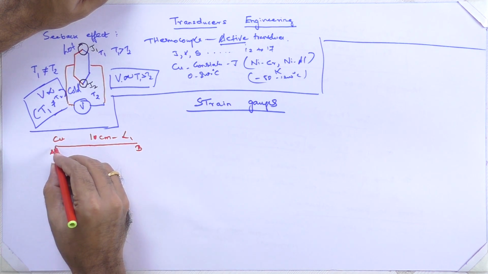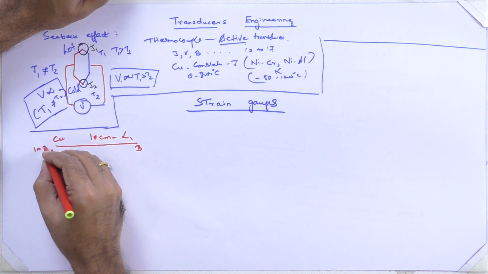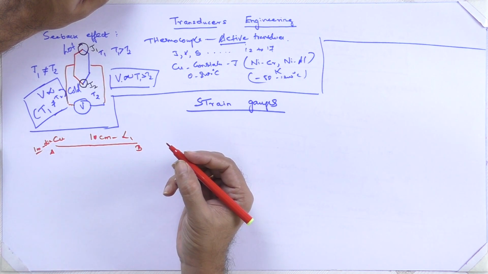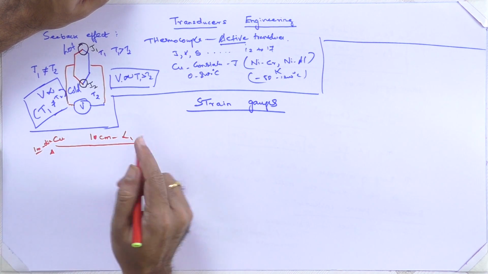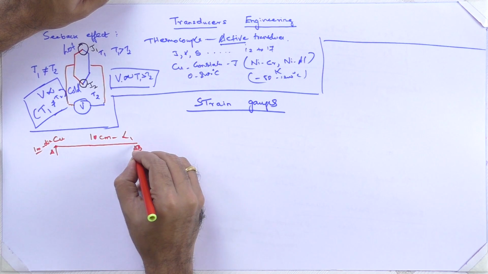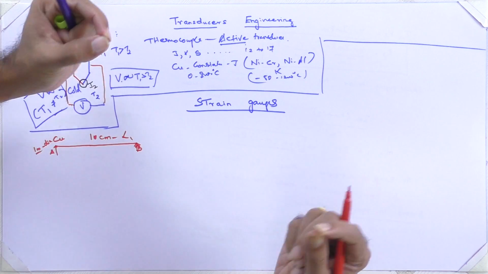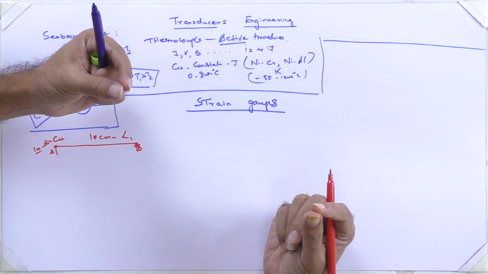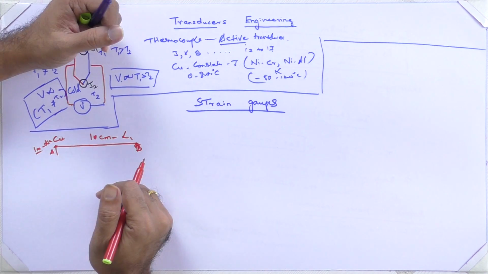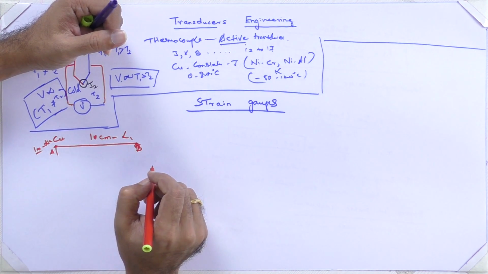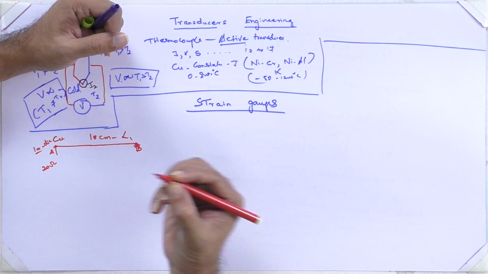It has a dimension of 1 millimeter diameter, and its length is 10 centimeters. You have fixed this wire to some pins in a stretched manner. Then we measure the resistance of this wire. Let us imagine we are getting 20 ohm.